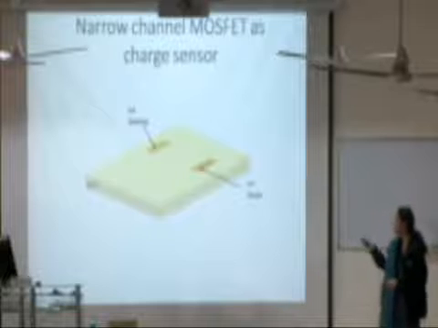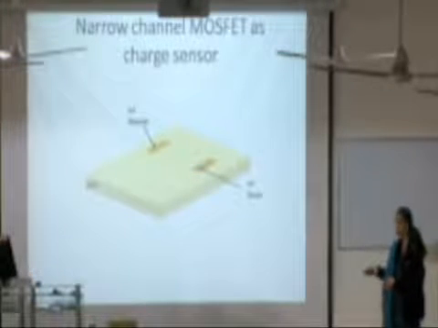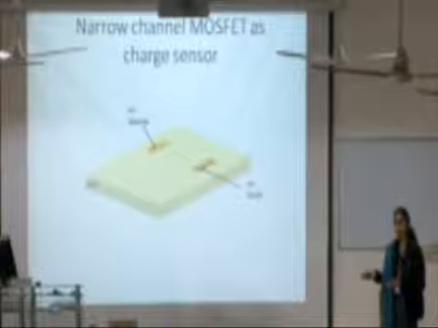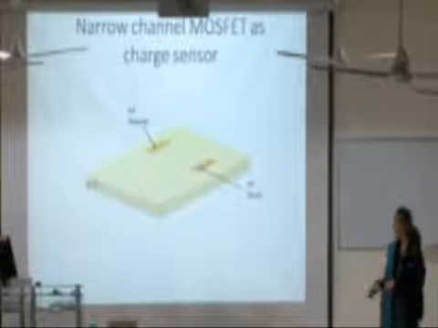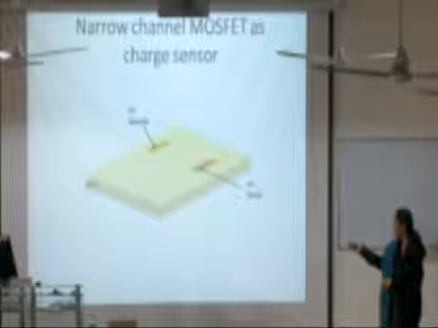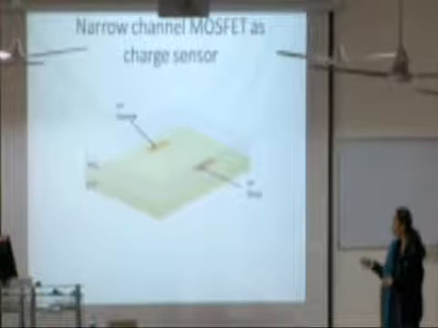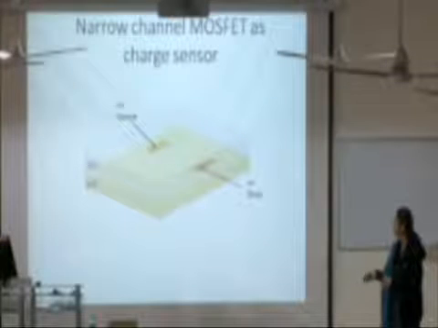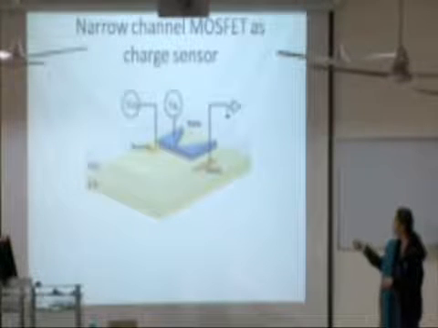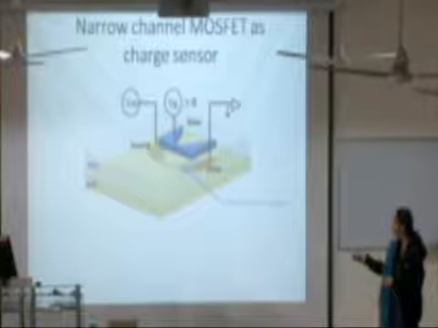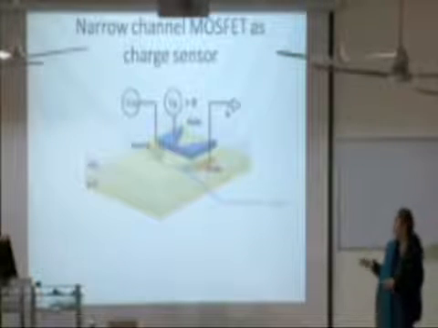So we're using a narrow channel MOSFET as a charge sensor, and I will slowly start building this MOSFET. We fabricate these MOSFETs from scratch in our lab. So we start with the simple P-type silicon substrate. We send it for ion implantation and get these source and drain ion implanted. We grow an oxide, silicon oxide, as the dielectric layer, and then we add a top gate. And when we apply a voltage to the top gate, you create an inversion region, which is over here, and this inversion region serves as our channel.